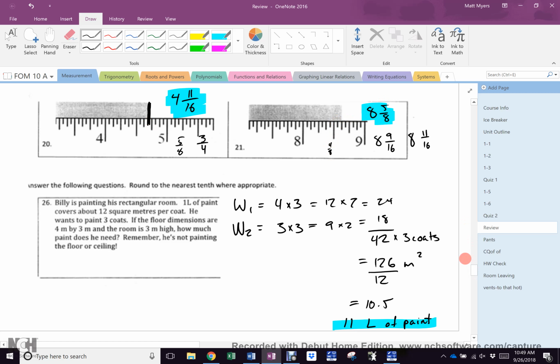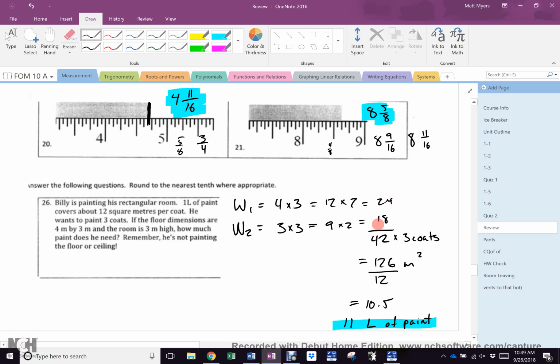Painting question. Find one wall. It's 4x3, which is 12. But there's 2 of them. His wall is not a set on a TV show. He needs 4 walls. 12 is 1 wall times 2 is 24. 3x3 is the other wall. 9 times 2 is 18. 24 and 18 is 42.